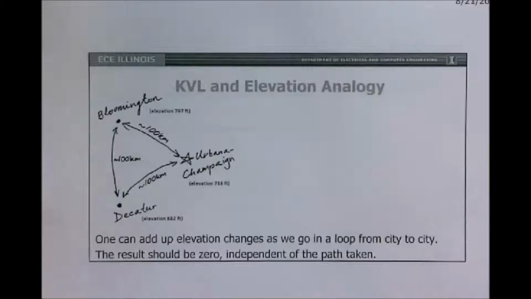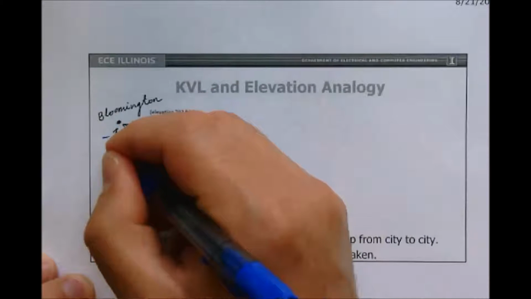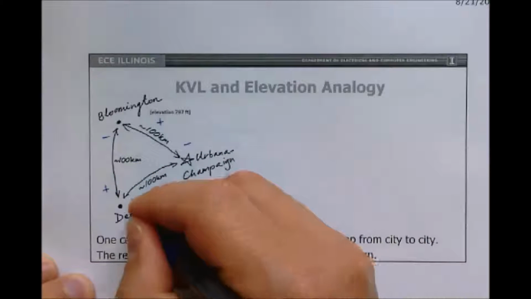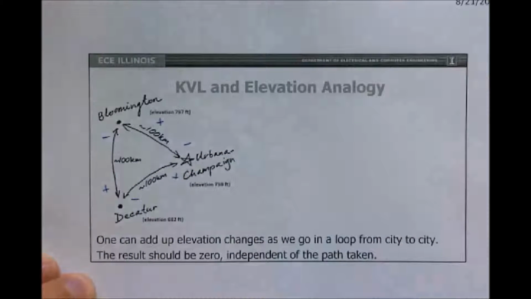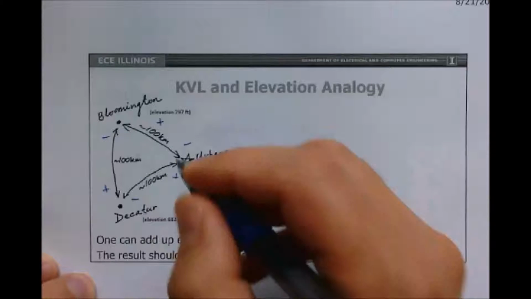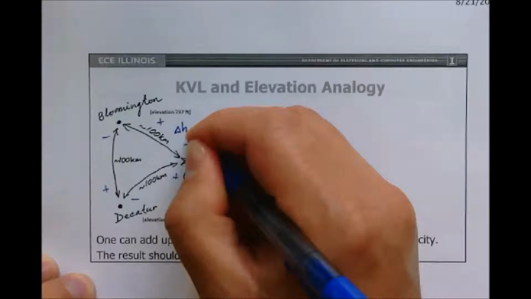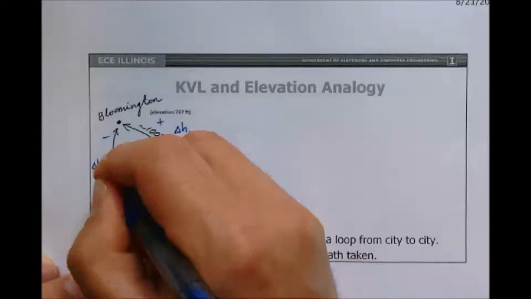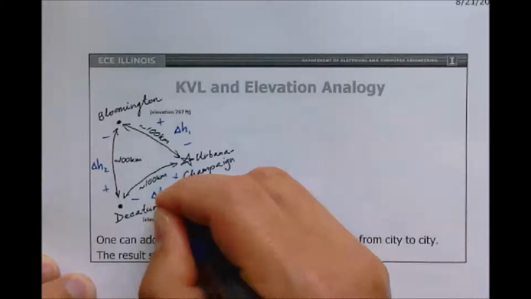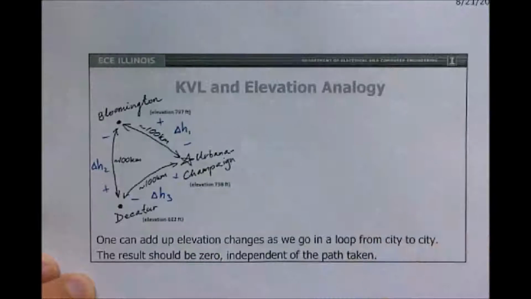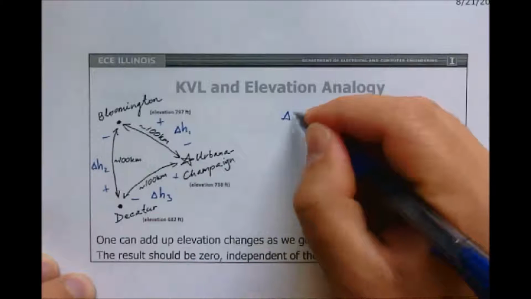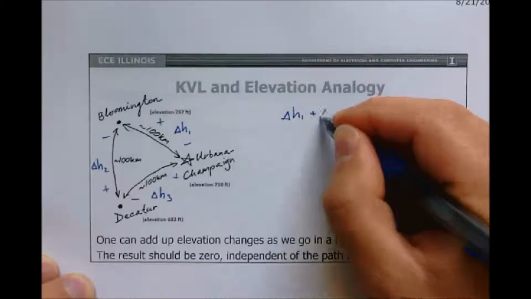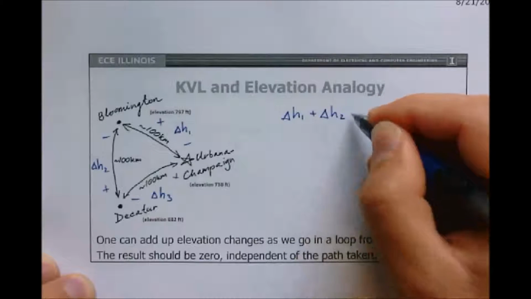For example, let's consider a path among three cities, from Champaign to Bloomington, from Bloomington to Decatur, and then from Decatur back to Champaign. We can label with pluses and minuses the height differences. The height difference from Bloomington to Champaign, that is the elevation at Bloomington minus the elevation at Champaign, we label delta H1, and delta H2 for Bloomington to Decatur, and delta H3 for Decatur to Champaign.